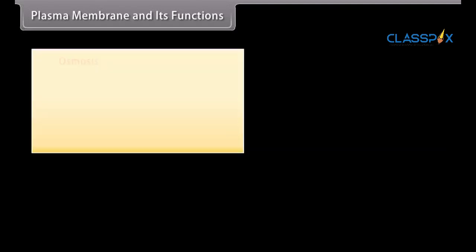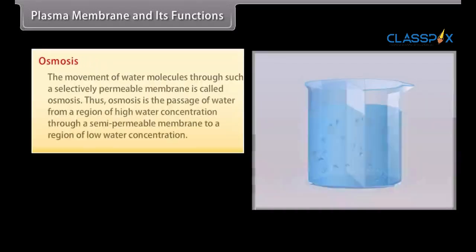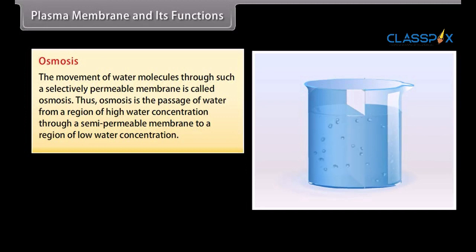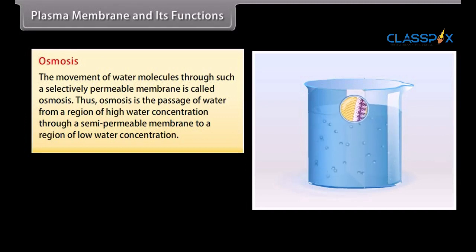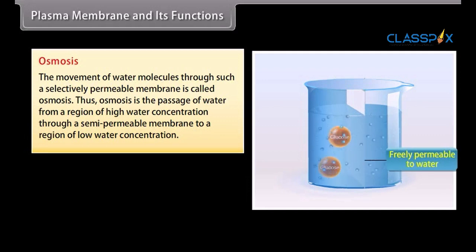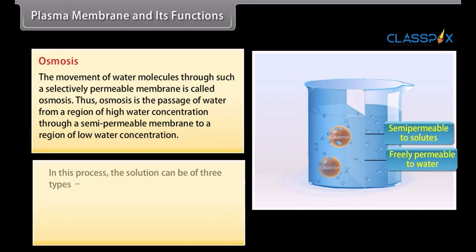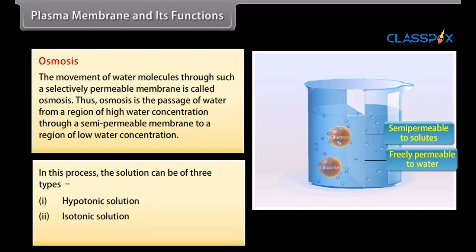Plasma membrane and its functions. Osmosis. The movement of water molecules through such a selectively permeable membrane is called osmosis. Thus, osmosis is the passage of water from a region of high water concentration through a semi-permeable membrane to a region of low water concentration. In this process, the solution can be of three types: hypotonic solution, isotonic solution, hypertonic solution.